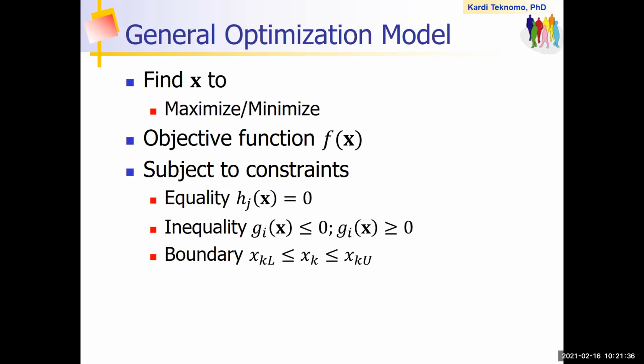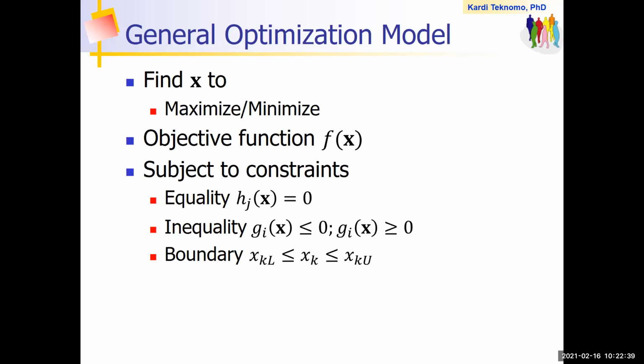Now, if you want to put an optimization formula, you always put something like this. Find x, the decision variable, to maximize or minimize the objective function f(x), subject to constraints. We have three constraints here. One is the equality constraint, h_j(x) equals 0. The second is the inequality constraint, g_i(x) is less than or larger than 0. And then you have the boundary constraint, x must be between the lower boundary and the upper boundary. So this is the general optimization model.